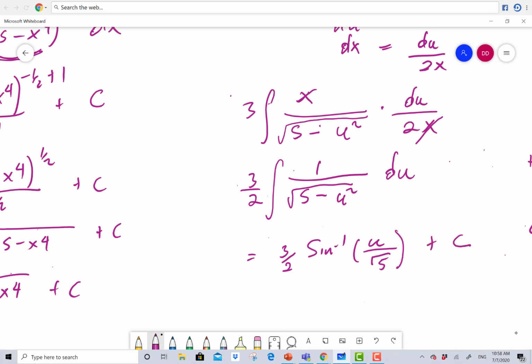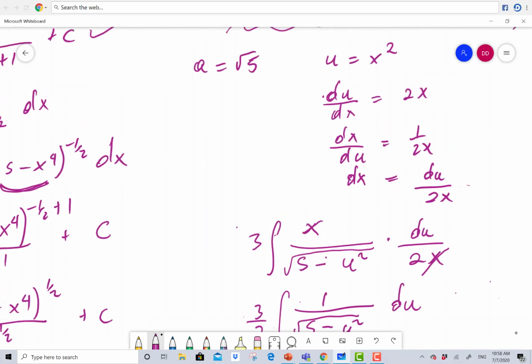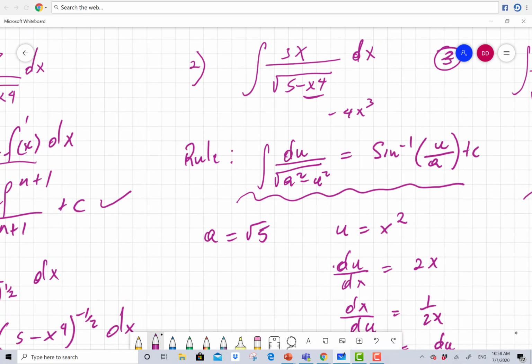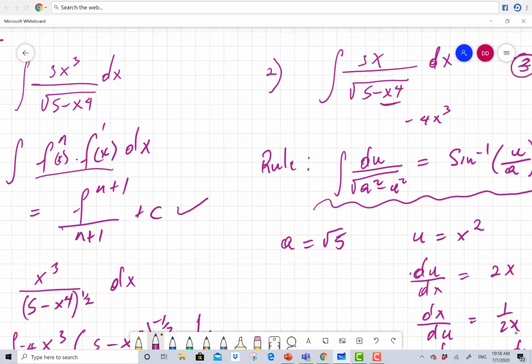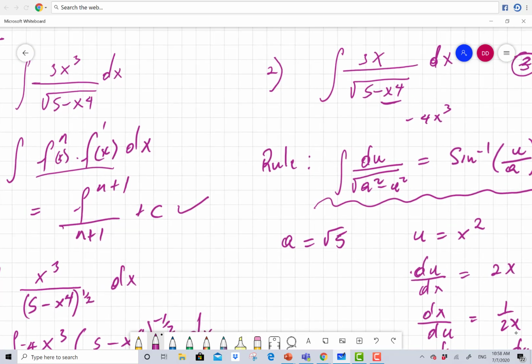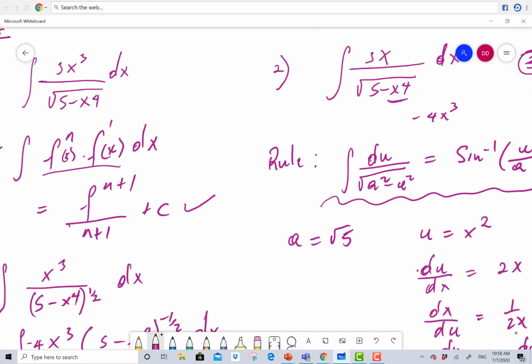Plus my c. However, my initial substitution for u was x squared, so that's going to be 3 over 2 sine inverse of x squared divided by the square root of 5, plus c. And that completes the integral for the second problem. Again, notice that they are very, very close, but very, very different. So just be careful with those two, that you don't mix them up.